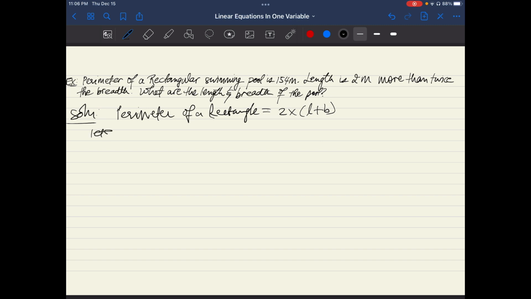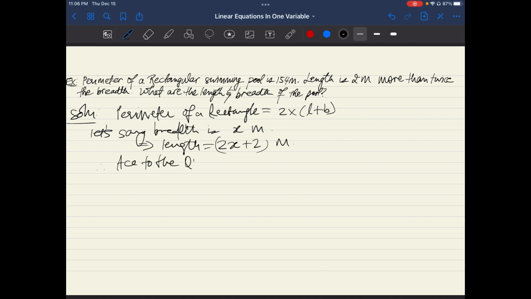Now, let's say the breadth is x meters. Therefore, the length will be 2 meters more than twice the breadth, which is 2x plus 2 meters. Therefore, according to the question, our equation will look something like this: 2 times length, which is 2x plus 2, plus breadth, which is x, equals 154 meters.